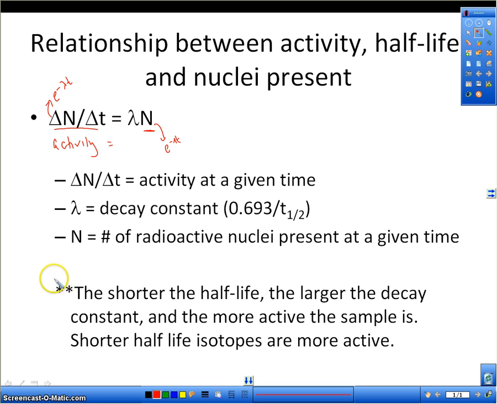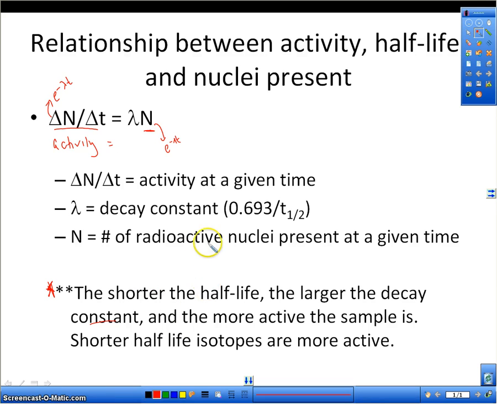decay constant. The resulting concept is that if you have a shorter half-life, you're going to have a larger decay constant, and your sample is going to be more active. So shorter half-lives that are half a second, a second, less than a second, those really fast half-lives are really, really active samples because they don't have much time to decay. They have to decay very quickly because their half-life is very short. So they tend to be more active samples.